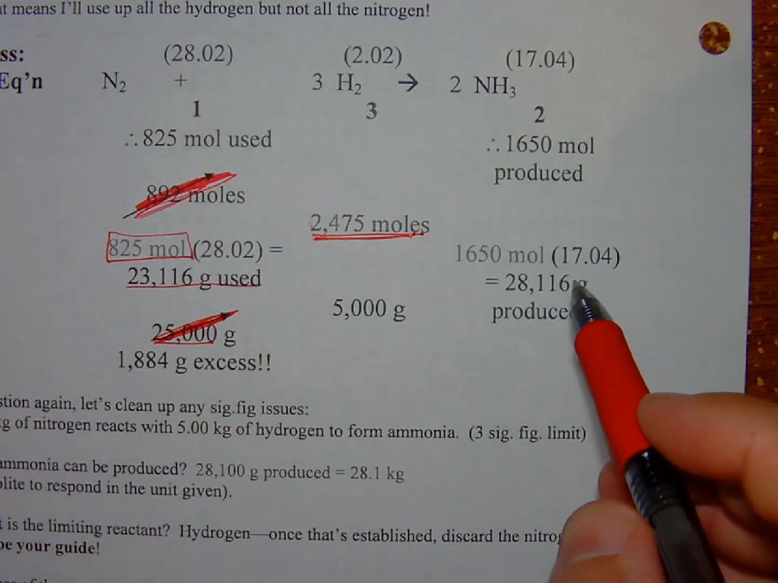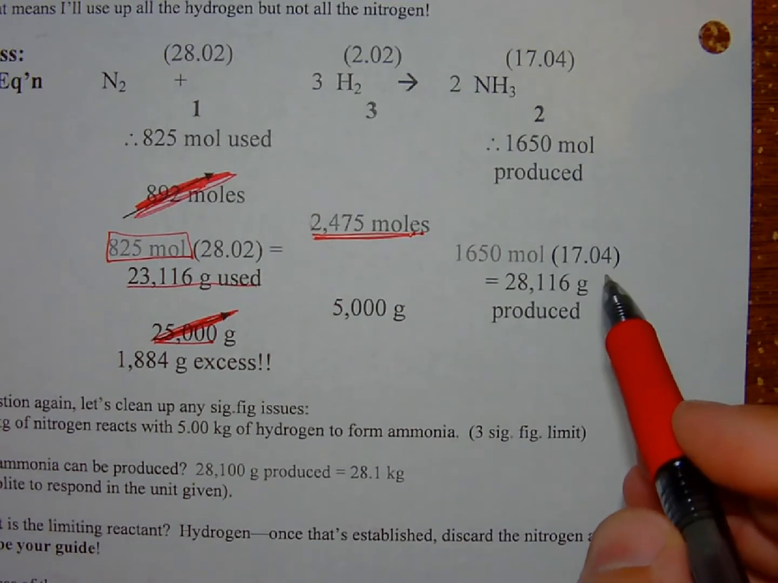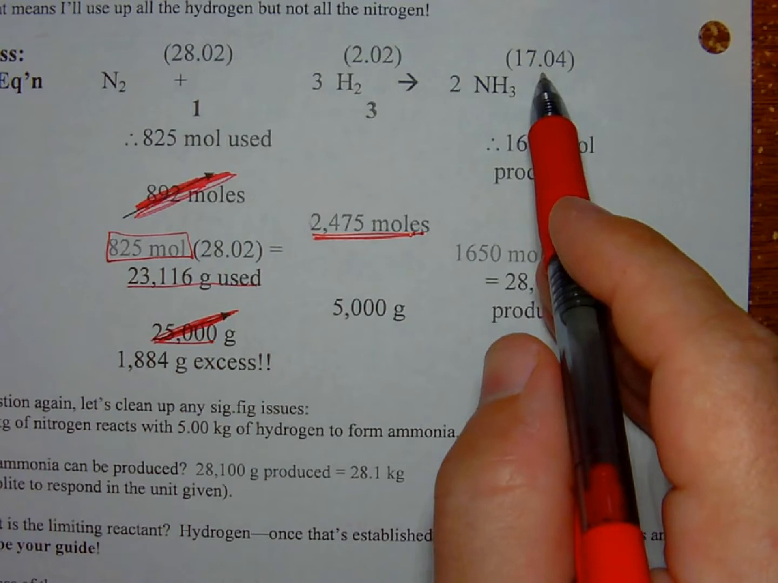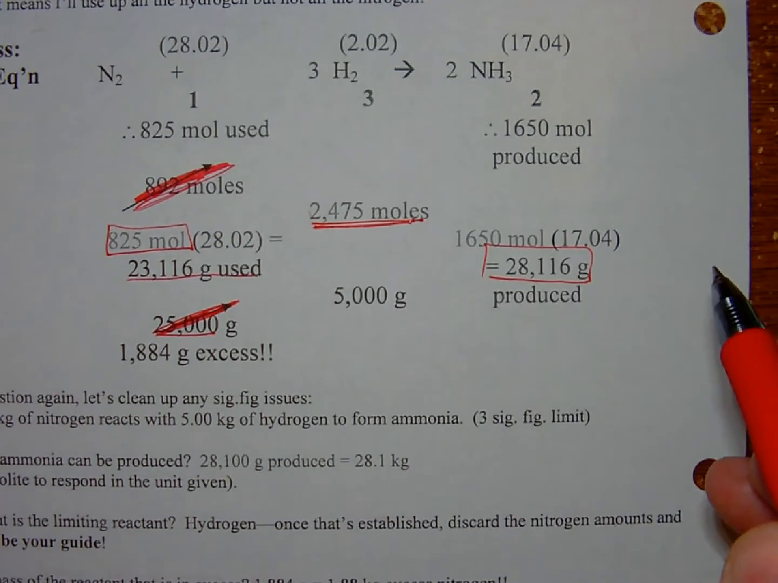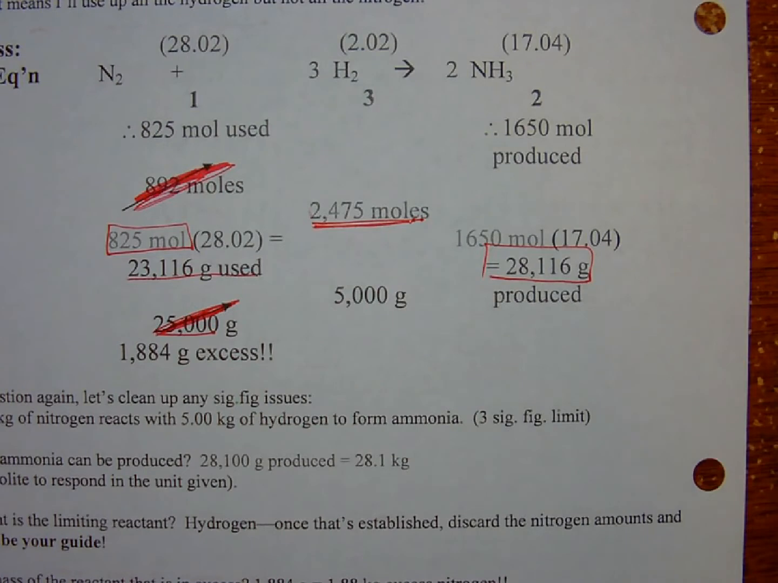Now, the question didn't ask me for a molar value, it asked me for grams, and so I multiply it by the molar mass of ammonia, and I end up producing 28,116 grams of ammonia.